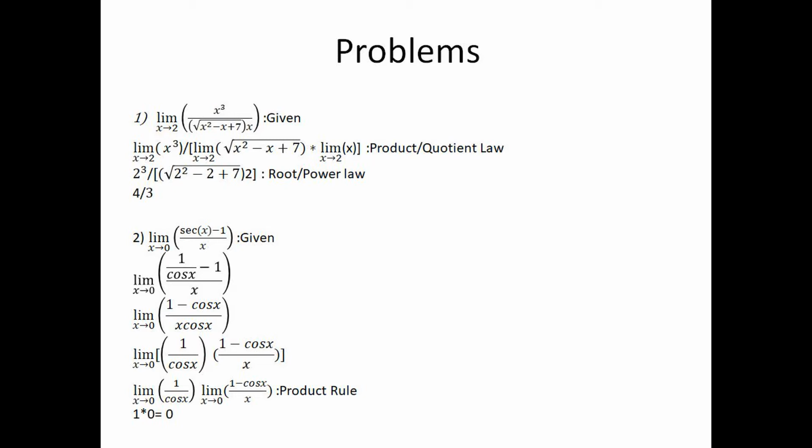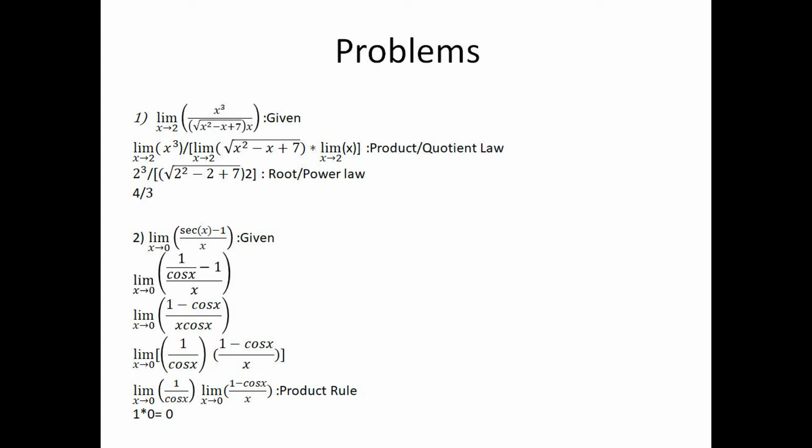First, I used the product and quotient law, which allowed me to separate it into the limit of x cubed as x approaches 2, divided by the limit of the square root of x squared minus x plus 7 as x approaches 2, times the limit of x as x approaches 2. Then I was able to use the root and power law, which allowed me to plug into all these x values while keeping our roots and powers in line. And if you simplify this, you get 4 over 3 being the limit of this function as x approaches 2.